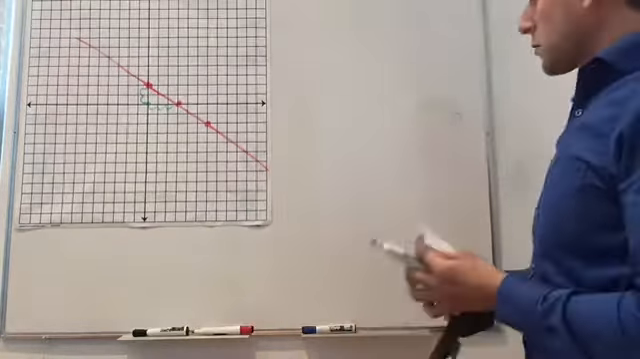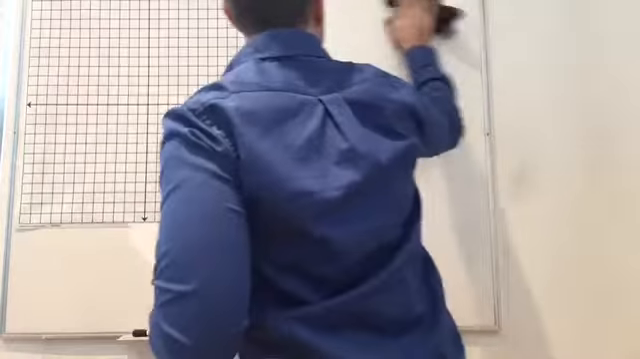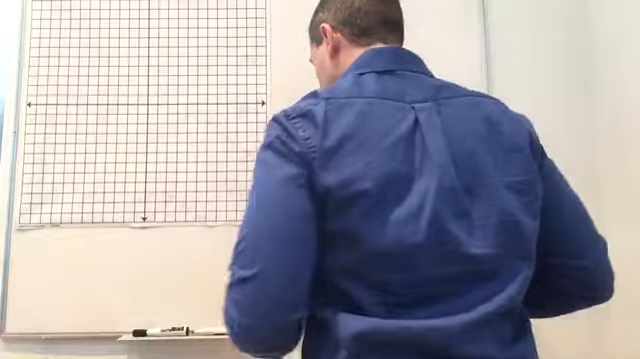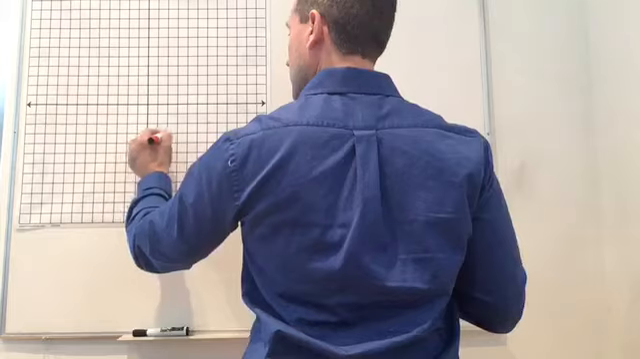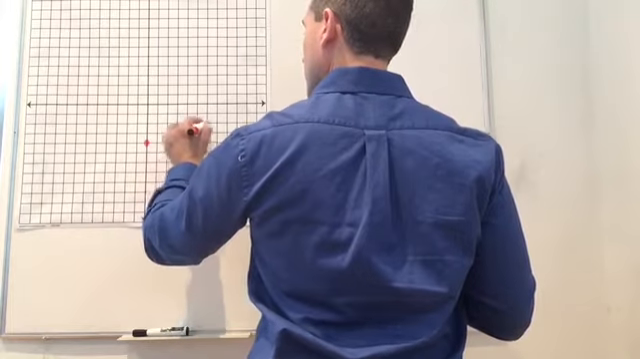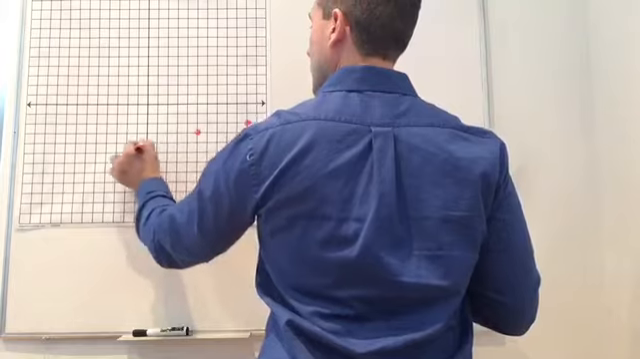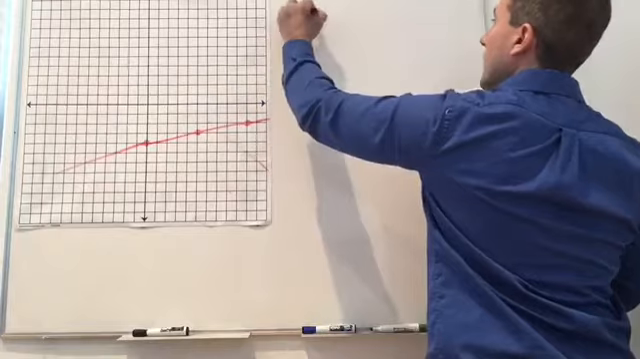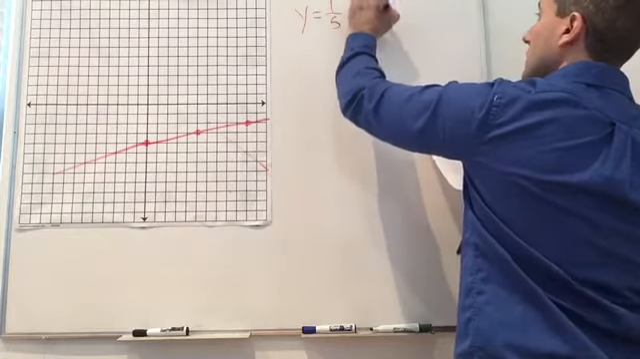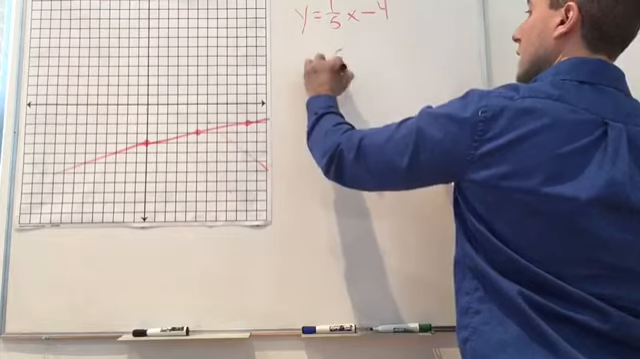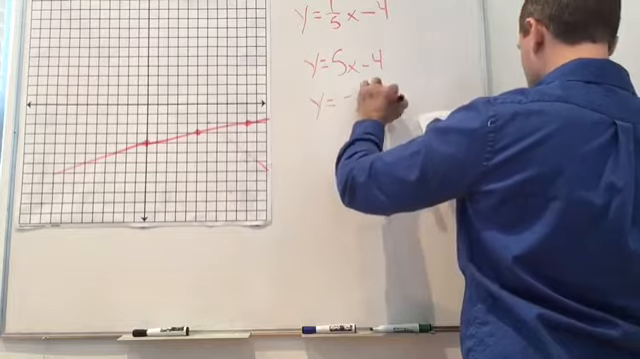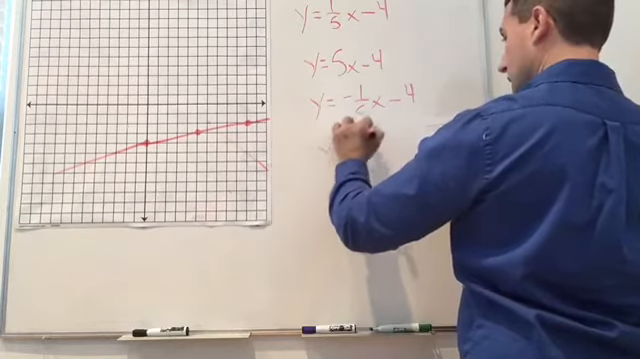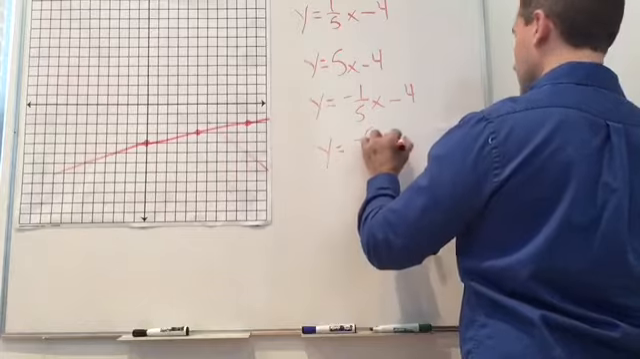Last one, maybe I'll use blue, getting a little hard to see the green. And you got a line that's very, very flat, but still technically has a slope. So you got y equals 1 over 5x minus 4, y equals 5x minus 4, y equals negative 1 over 5x minus 4, and y equals negative 5x minus 4.